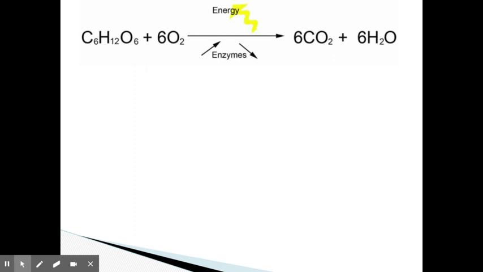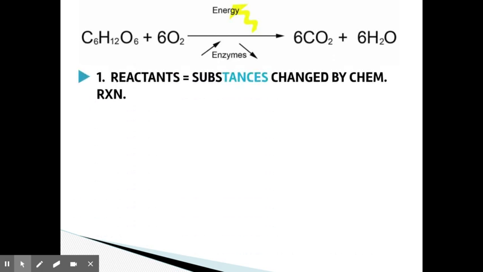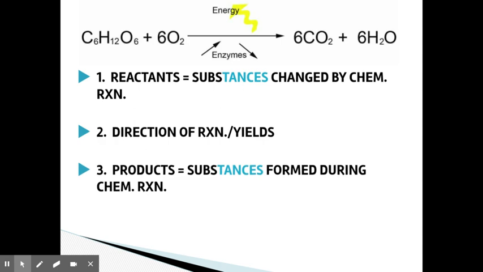This is the equation for cellular respiration. We're going to take some glucose and oxygen, those are the reactants. Reactants are the substances changed by the chemical reaction, just a teeny bit of chemistry vocab review. The arrow represents the direction of the reaction, and we say that it yields. And then area number 3 are the products, the substances that are formed during the chemical reaction. So we take glucose and oxygen, then enzymes facilitate this chemical reaction that releases energy and also CO2 and water.